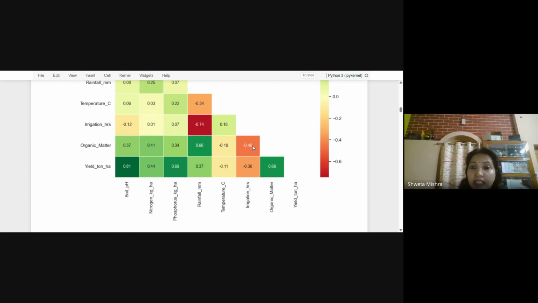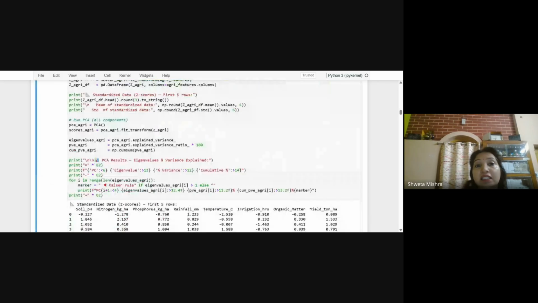Or you can simply see irrigation and organic matter. If irrigation is required or there is less water, in that case, how does less water impact the organic materials existing in the soil? Similarly, rainfall and temperature, how they are affected or related to each other.